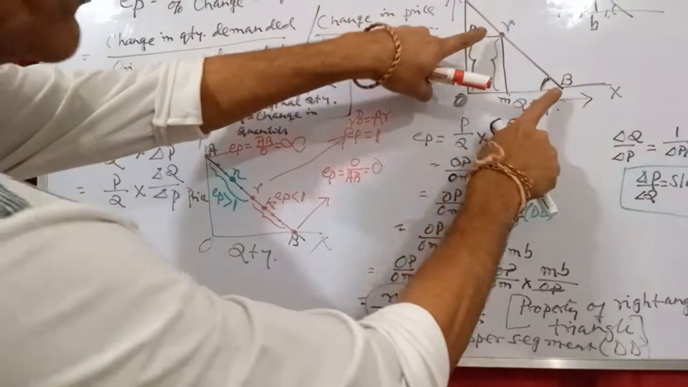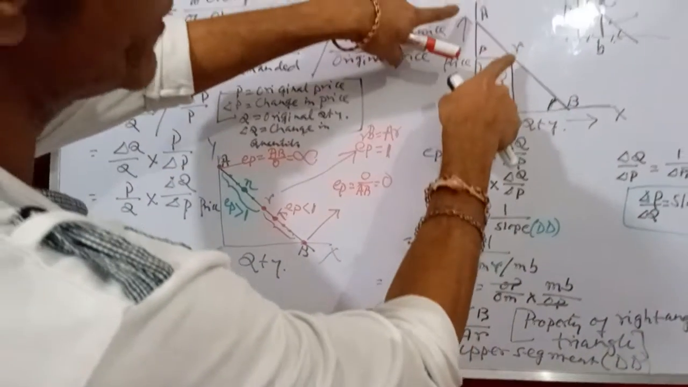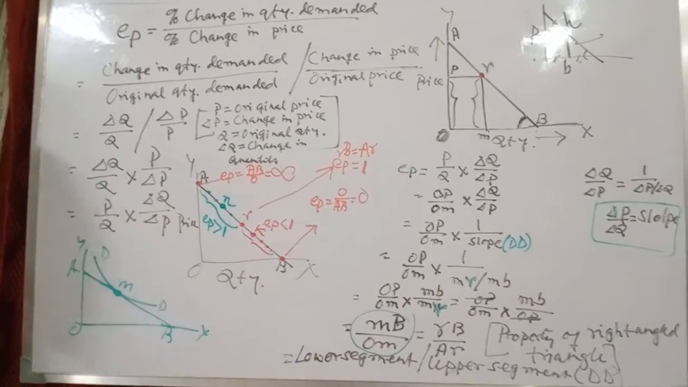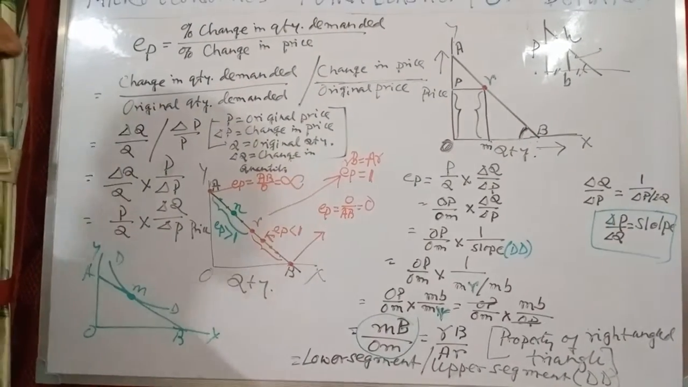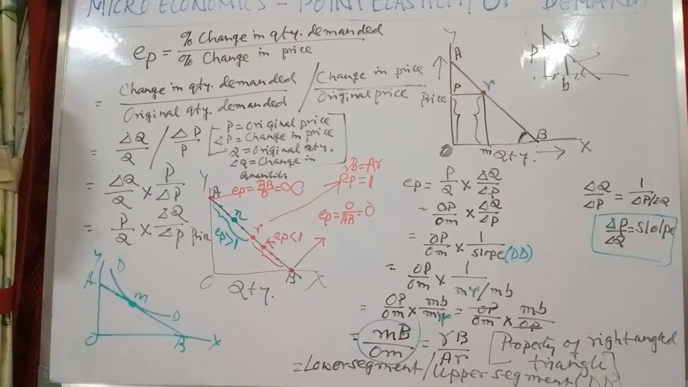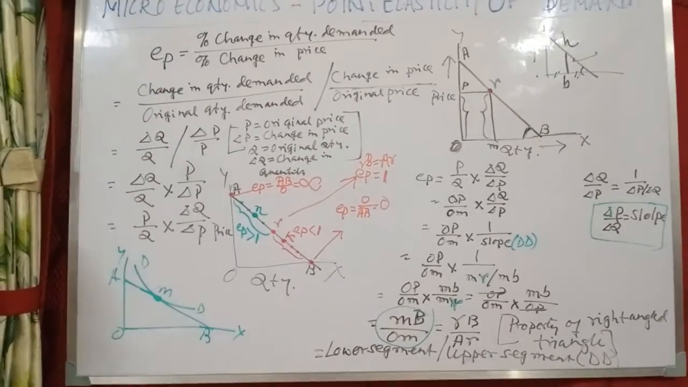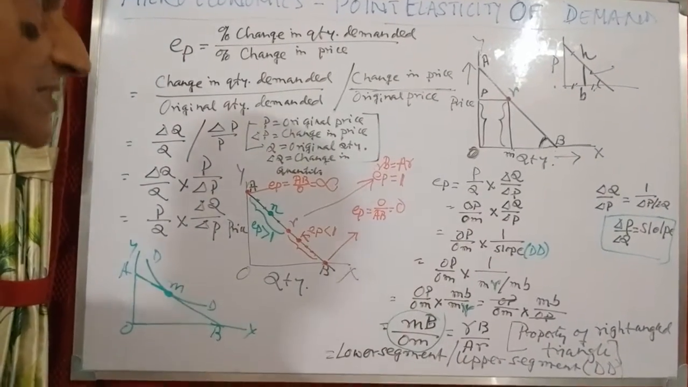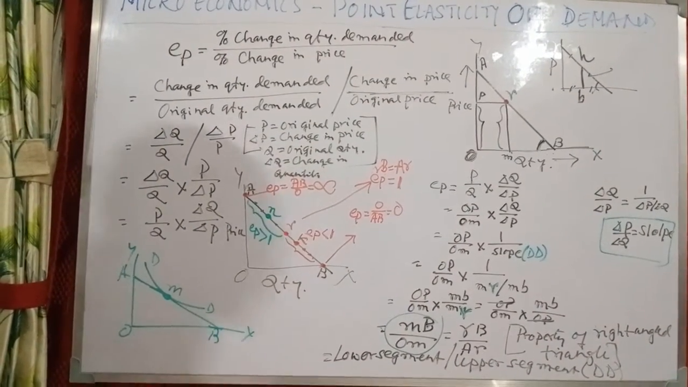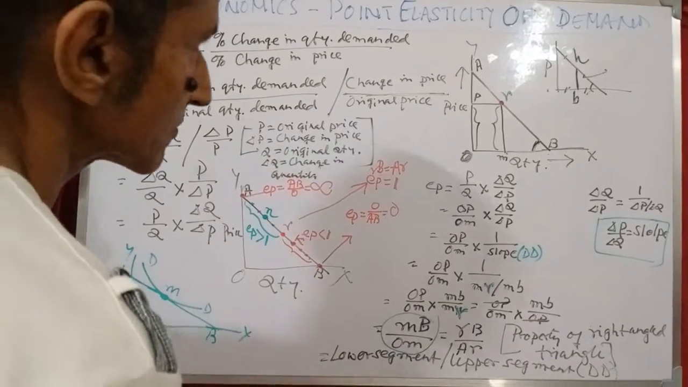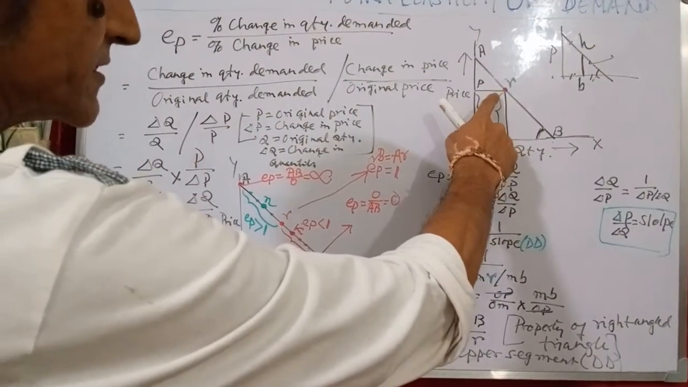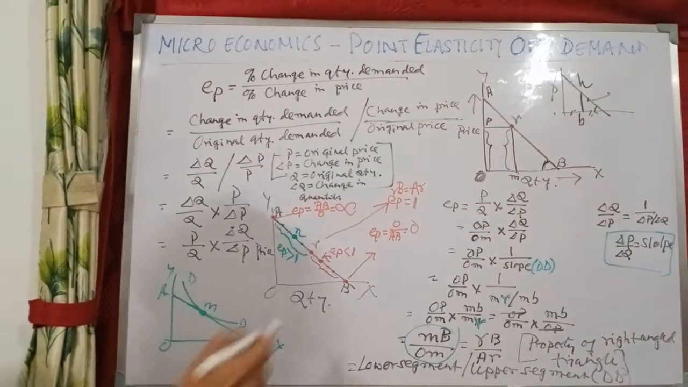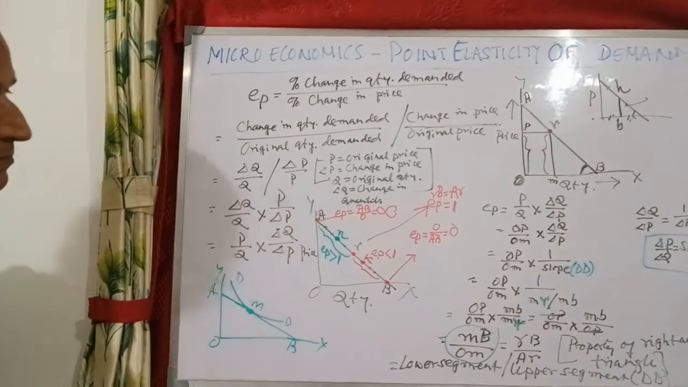Now RB means the lower segment of the demand curve, AR means the upper segment of the demand curve. So the price elasticity of demand at any point on the demand curve is equal to the lower segment of the demand curve divided by the upper segment of the demand curve in the context of that point. So at point R, this is RB by AR.